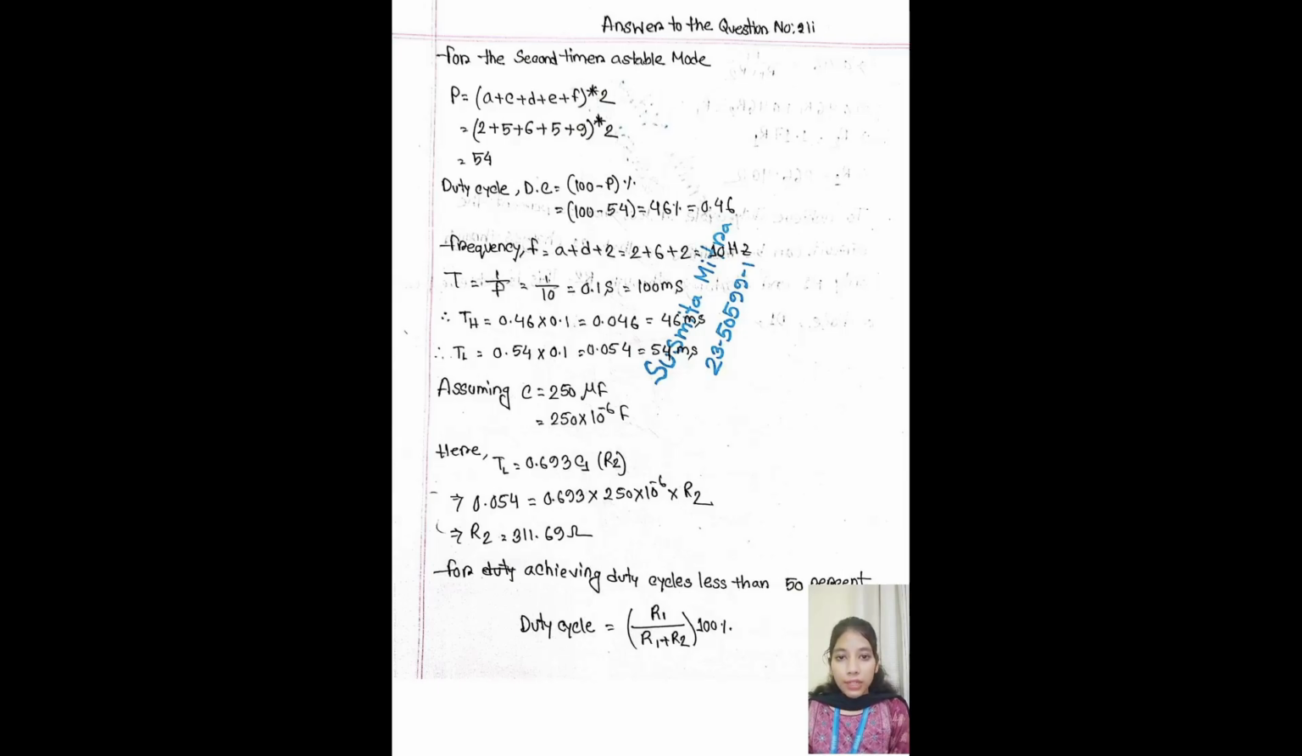Then calculating the values, I found that the value of R1 is 266.40 ohm and the value of R2 is 311.69 ohm.